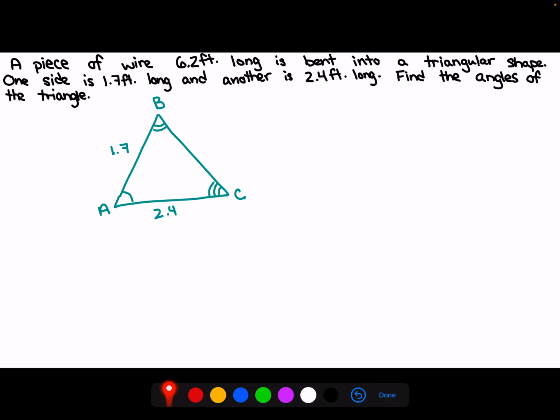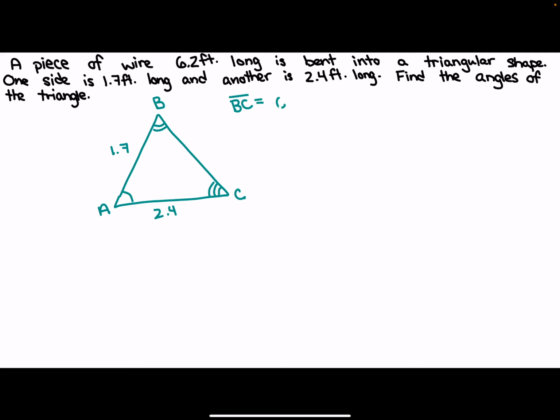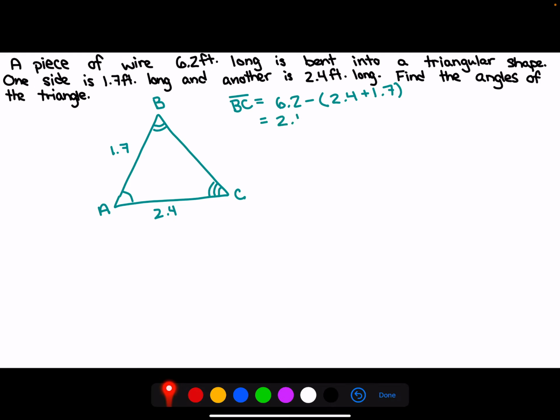So to begin, I'm going to go ahead and find out our missing side length. I know the full distance is 6.2, and I already have two sides. So if I subtract these two sides from 6.2, I'll have our remaining side, which will give us BC, which is equal to 2.1. Now that we have all three sides, that's a clear indicator that we're going to use law of cosines. Now I want to find my largest angle first, which would be angle B. I know that's my largest angle because it's opposite the largest side length.